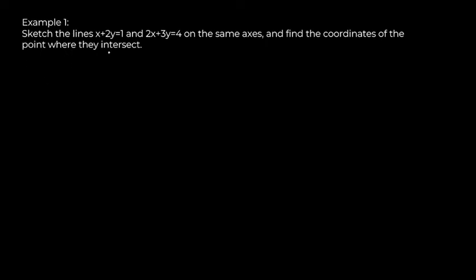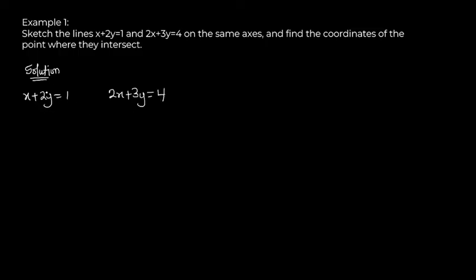We have to sketch the line x plus 2y is equal to 1 and 2x plus 3y is equal to 4 on the same axis, and find the coordinate of the point where they intersect. Alright, so let's go ahead and write down our solution. In order for us to sketch these lines, the first one we have is x plus 2y is equal to 1, and the other equation is 2x plus 3y is equal to 4.